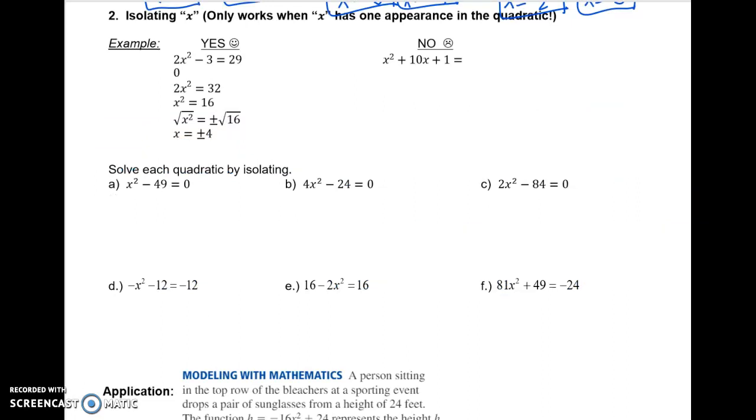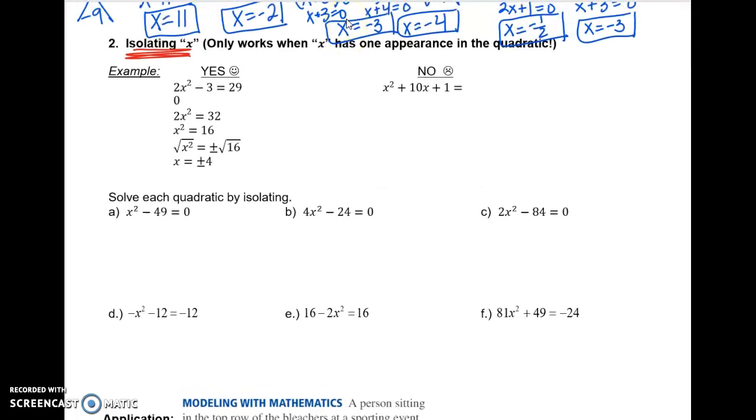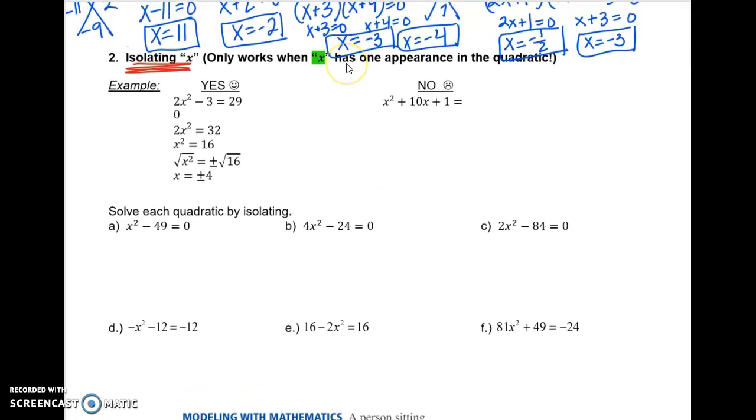All right, now we're going to move on to the new method of today. Everything I just did is something you have learned before, but section 9.3 has to do with solving by square roots. You'll also see it called isolating x. The big thing to remember here is that this method only works when x has one appearance in the quadratic. If x appears more than once, it's not going to work. So make sure you see that.